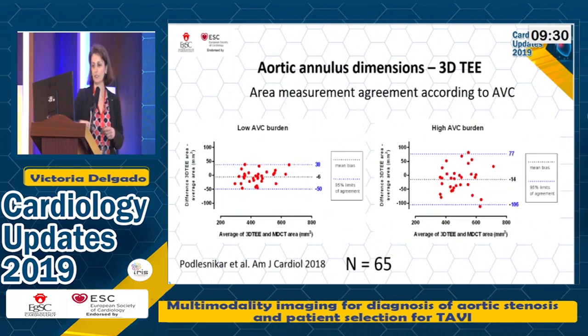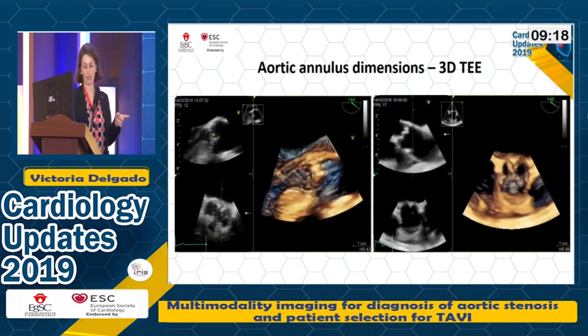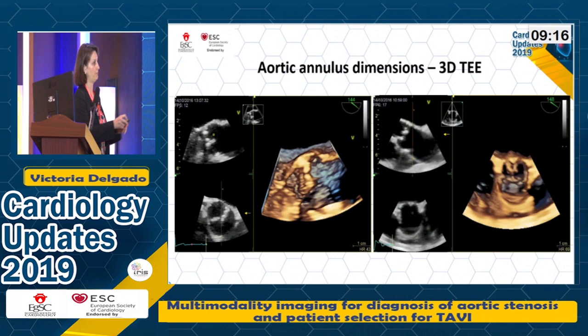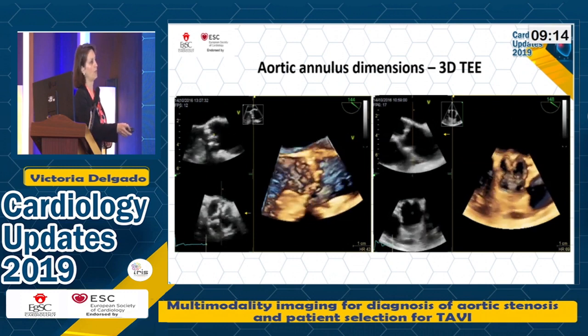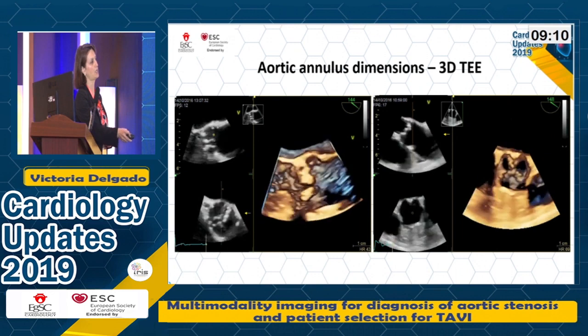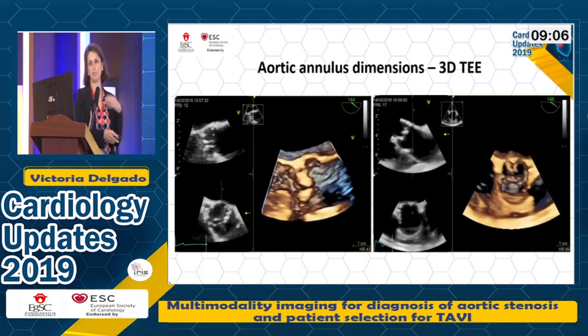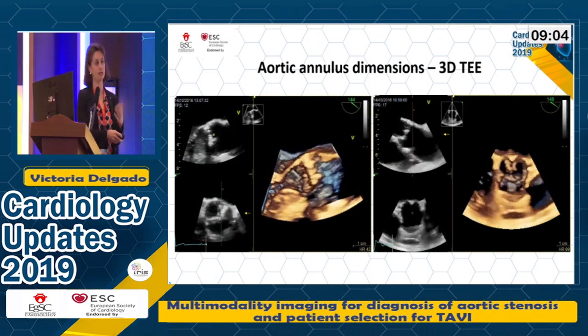And this bias of agreement is broader when the patient has a lot of calcification in the aortic valve. And this is why: if you acquire the 3D echo, like in this first case, which is the normal one, you see that the calcium in this area is making a shadow in the lower part, and I'm going to miss part of those data.